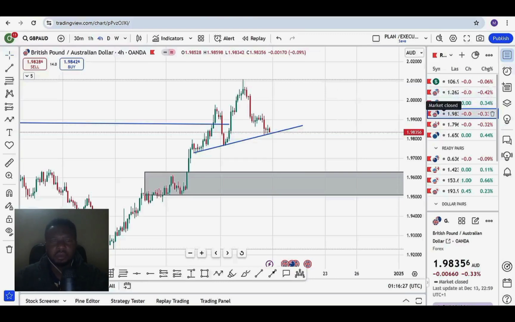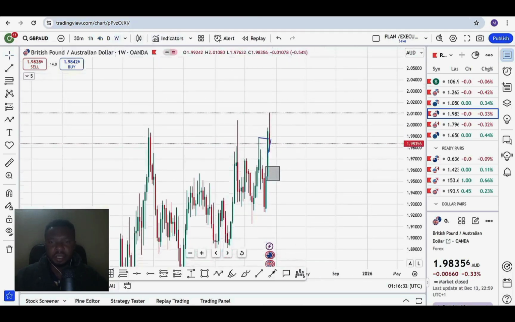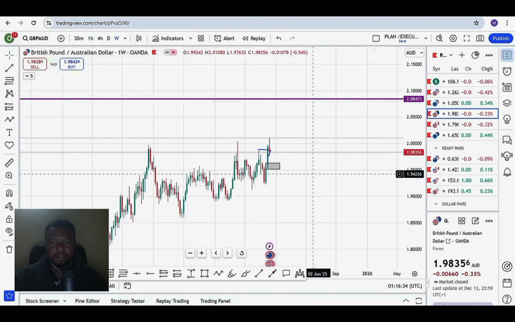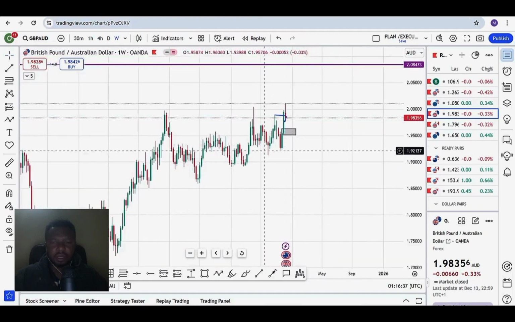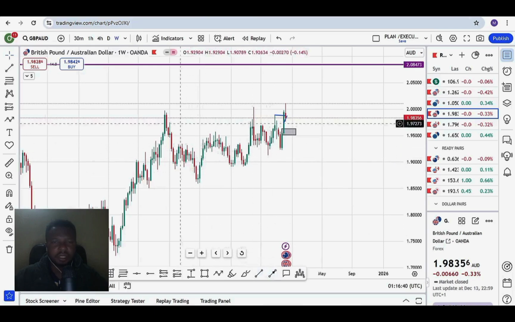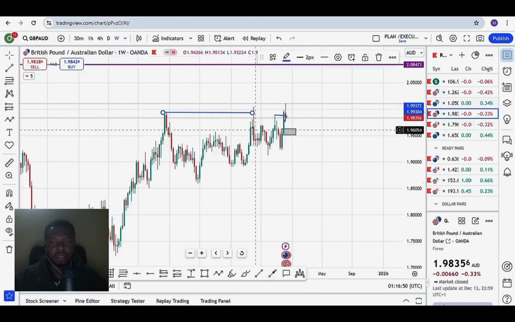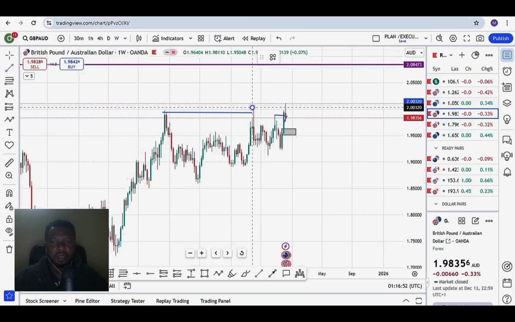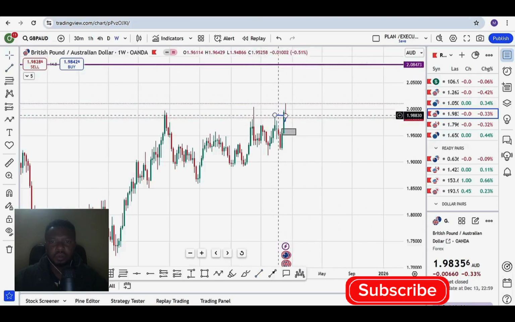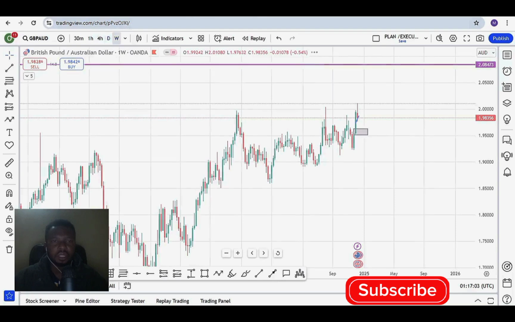Moving on, our next pair will be GBP AUD from the weekly time frame. As you can see, price is moving higher. Price is currently on an uptrend. Price is breaking highs. Price is taking out highs here. So you can see the trend. Okay, so we are in a bullish trend from the weekly perspective. So weekly is bullish. Okay, so let's move to the daily time frame.